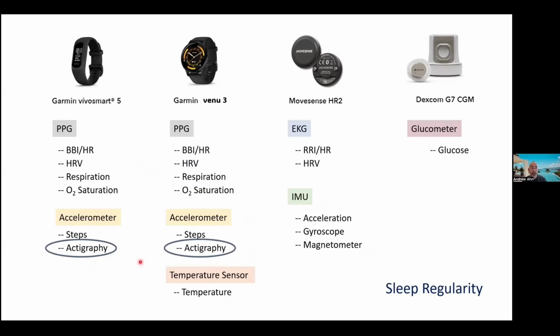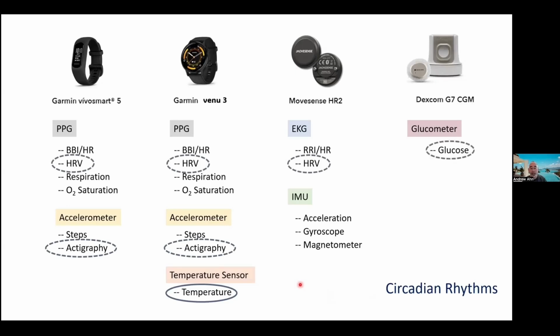For sleep regularity, actigraphy is primarily used on a day-to-day basis. And for circadian rhythms, temperature is useful, but again with a caveat. This is a distal temperature as opposed to a peripheral temperature or central core temperature. I'll talk about that later as it relates to circadian rhythms in future talks. But you can use actigraphy, heart rate variability, and possibly glucose in assessing circadian rhythms. This is an active area of ongoing research, and people are increasingly using this to establish the underlying intrinsic circadian rhythms.